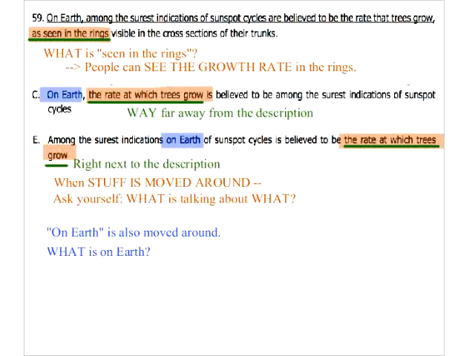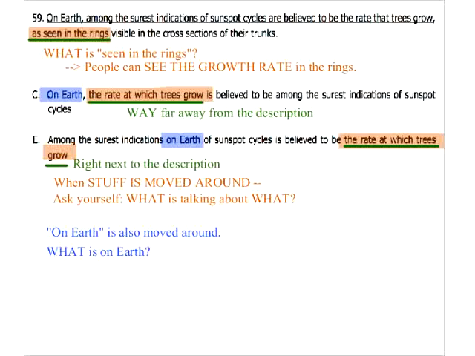So sunspot cycles are not on Earth. I mean, sunspot cycles are on the sun. So that can't be it. It's the indications, right? The indications are on Earth. And you really have to understand what the sentence is trying to tell you to make decisions like this.